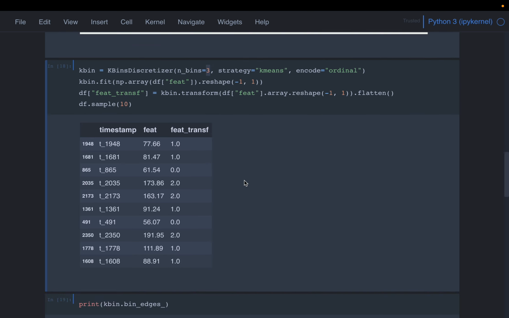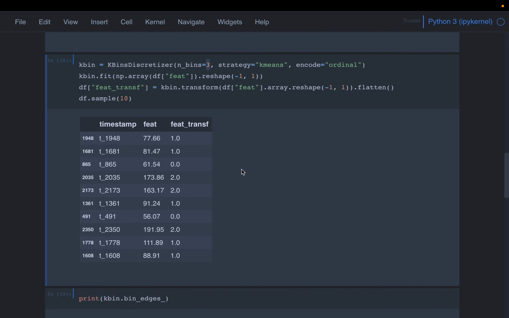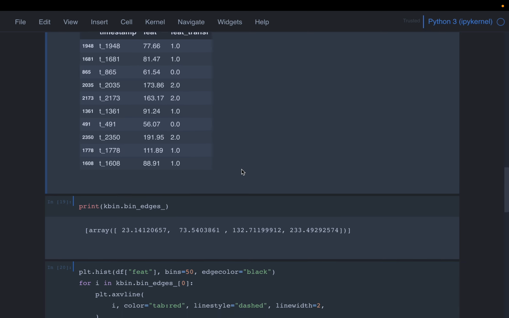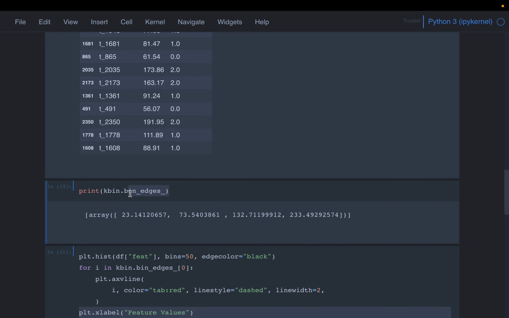Now let's look at how the data is divided into 3 bins. So these are the bin edges. The first bin values lie between 23 and 73. The second bin values lie between 73 and 132, and the third bin values lie between 132 and 233.